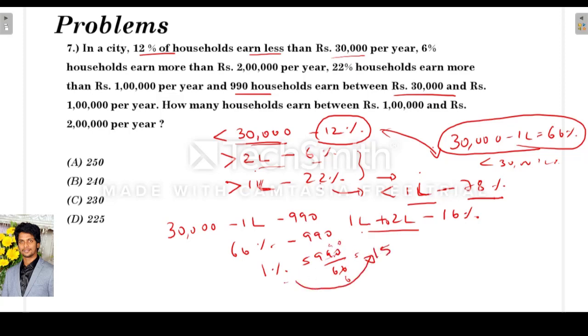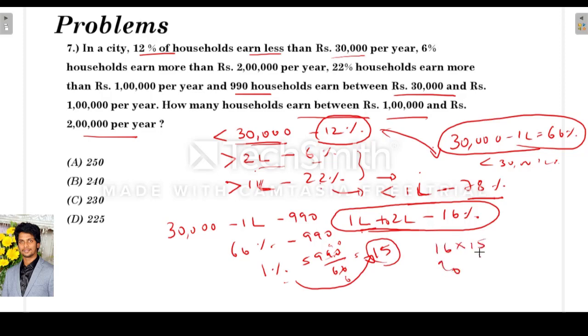Okay. So now what they are asking, how many households earn between 1 lakh and 2 lakh per year. So 1 lakh and 2 lakh per year, 16% households are earning, right? So 1% corresponds to 15, means 16% means 16 into 15. 15 6 are 90, 240. So our answer is 240. So this is just basic mathematics.